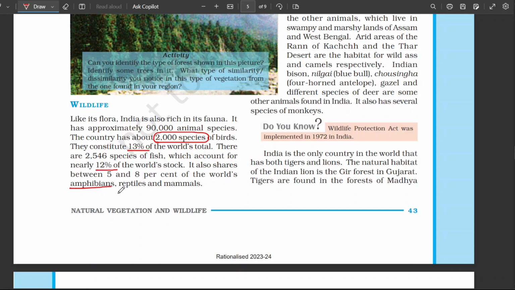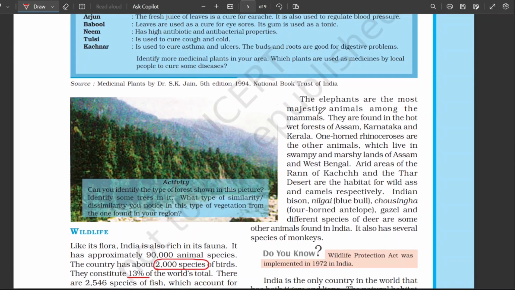What are amphibians? Reptiles and mammals. What is the difference between the three? And some of their examples, try to find out. Amphibians, you can understand, water as well as land. Reptiles, you understand. Then you have mammals. The elephants are the most majestic animals among the mammals. India is known as elephant. India, the nation itself, is sometimes imagined to be in the form of animals. For example, China is seen as panda.